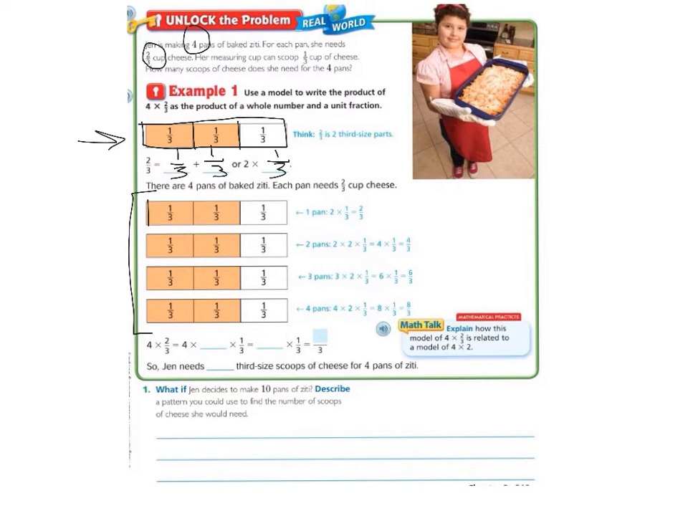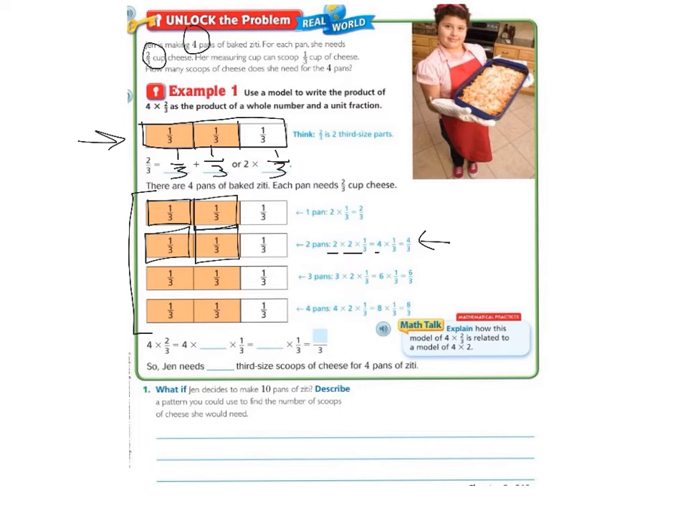In our first pan, we have 1/3 and 1/3, so 2 times 1/3, or 2/3. Now we have 1/3 and 1/3. If we look at the total number of thirds, then we have 2 times 2, because there's 2 in each one, and we have 2 pans, times 1/3, which is the same as 4 times 1/3, which is how many thirds we have, 4 thirds.